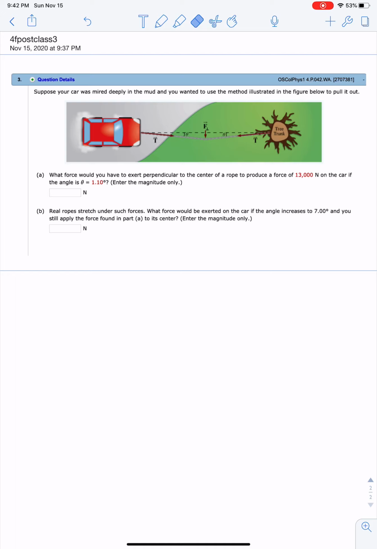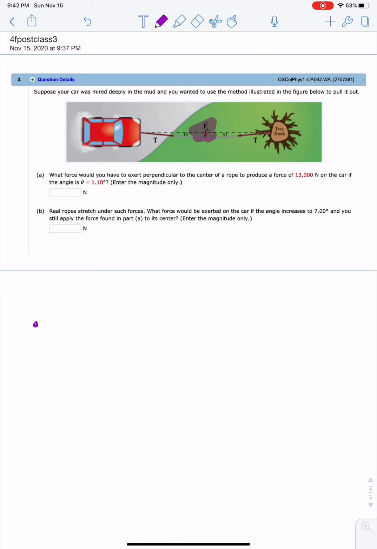Okay, so here we've got our car, we've got a rope strung between our car and a tree trunk, and we're pushing in the center of the rope here. And we want to know how much force we have to push on the center of the rope to get a 13,000 Newton force on the car.